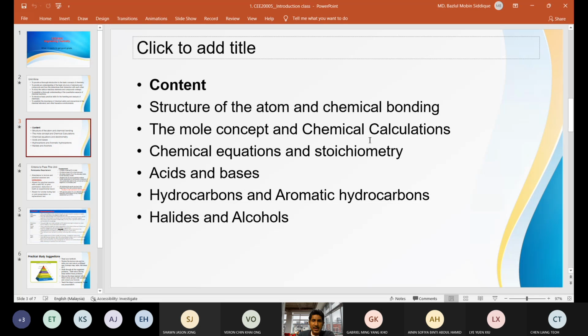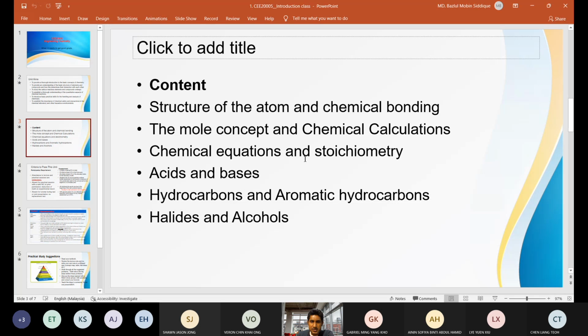The mole concept and chemical calculations. You know that if you want to do chemical calculations, the mole concept is quite important, and I think you already know what a mole is, what molarity is, how to calculate that, what Avogadro's number is, all those things.